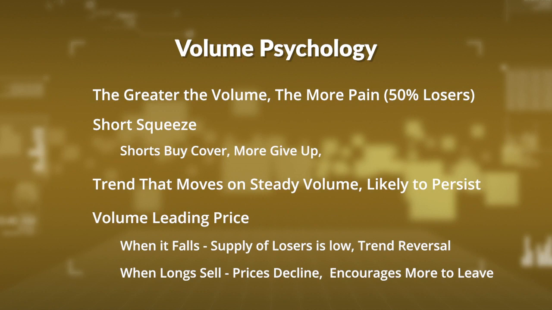A trend that moves on steady volume is likely to persist. One of the things we talk about is volume leading price. When volume starts to fall, that means your supply of losers is low. They've already given in, and the volume is now starting to dry up. That's when you start to expect a trend reversal. Now, when the longs start to sell, prices start to decline, and then more people get worried. We see this in a correction. It encourages more to leave, and it just continues to grow on that.